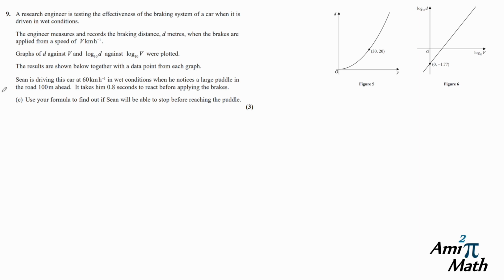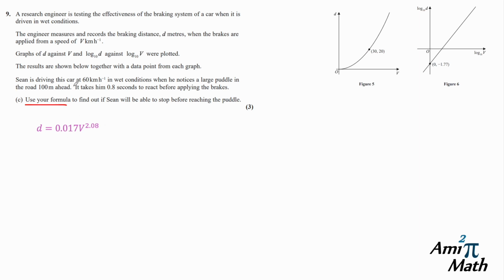Sean is driving his car at 60 kilometers per hour in wet conditions when he notices a large puddle in the road 100 meters ahead. It takes him 0.8 seconds to react before applying the brakes. Use your formula to find out if Sean will be able to stop before reaching the puddle. So D is 0.017 V to the power of 2.08. That is our formula here, and it's telling us to use that formula.